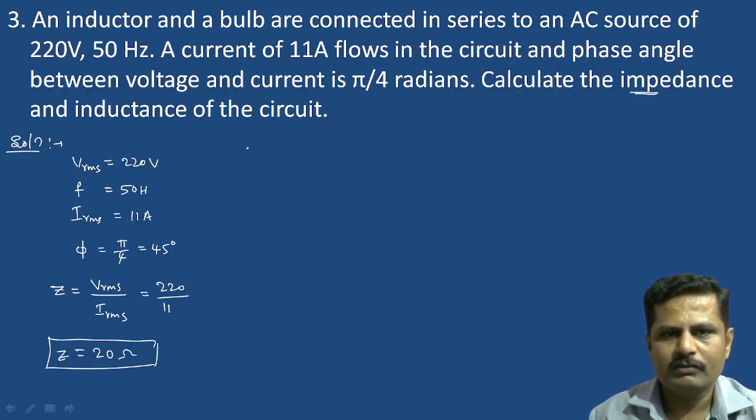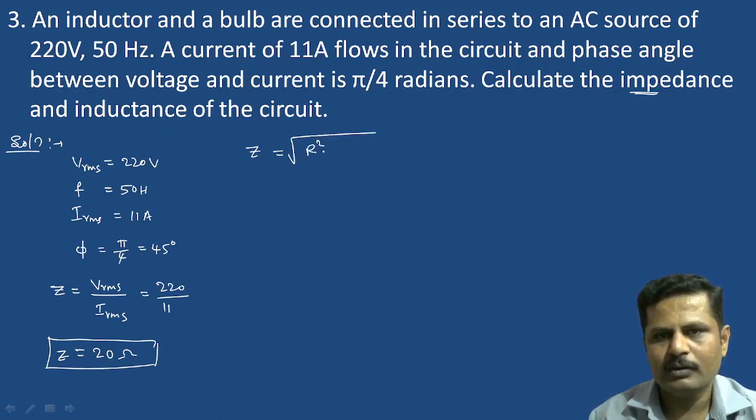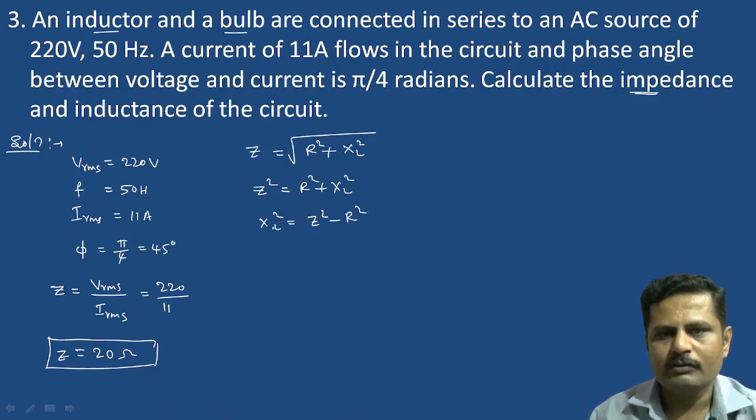We have a formula for Z, that is impedance, because it is only the RL circuit, that is resistance and inductor circuit. So we could write Z equals square root of R square plus XL square. Therefore Z square equals R square plus XL square, that is XL square equals Z square minus R square. To find XL we need resistance as well as Z. Already we found the Z value, that is 20 ohm, but we need to calculate R now.